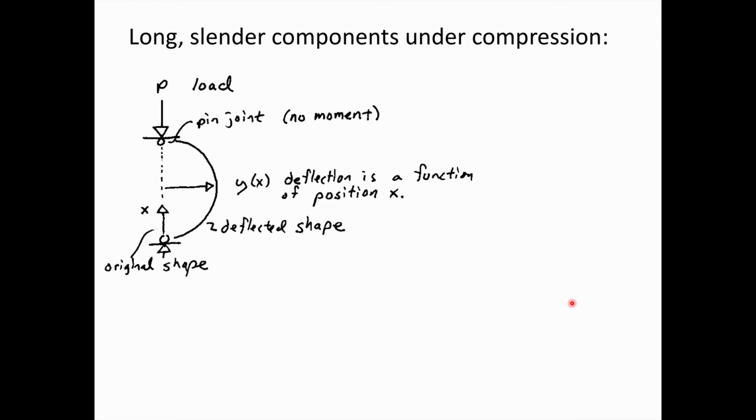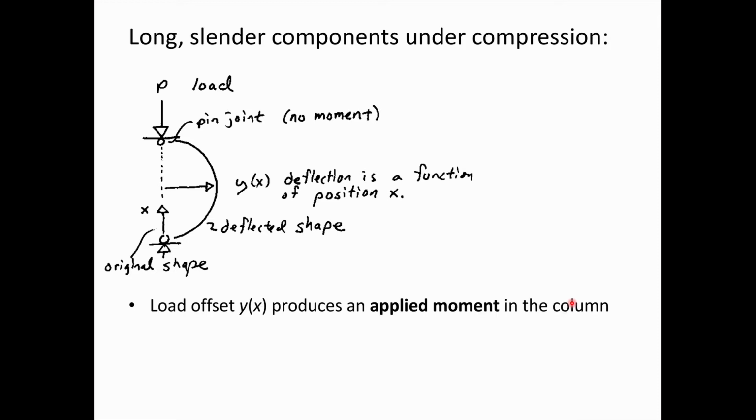it's going to behave like a spring. And this other variable, y as a function of x, describes at a vertical position x, how far out the column has bowed out. What is the deflected shape of the column? The original shape is this dotted line, this straight line. The deflected shape is this solid curved line.